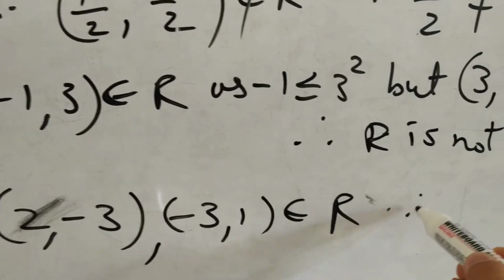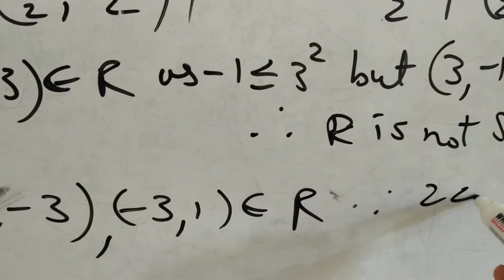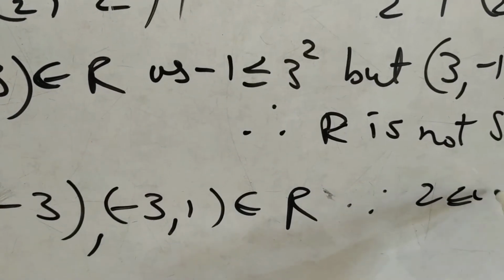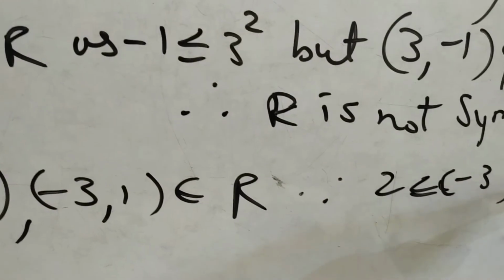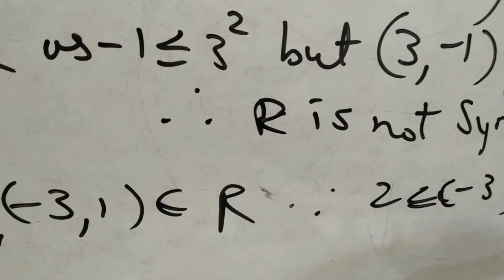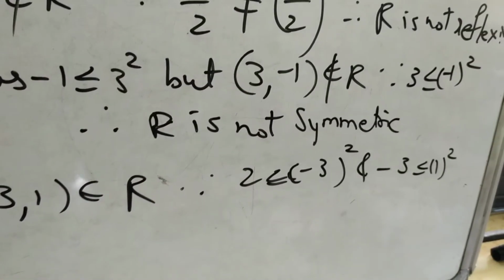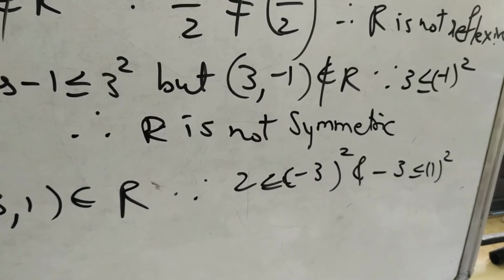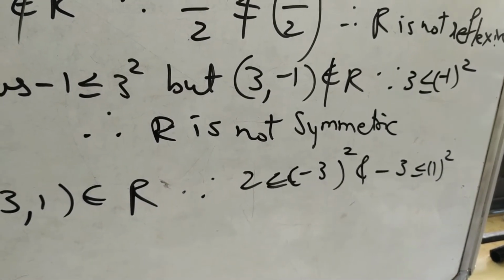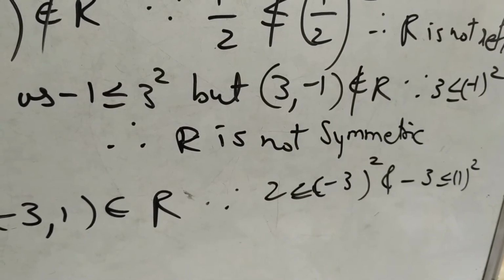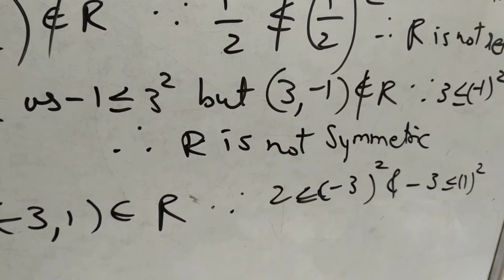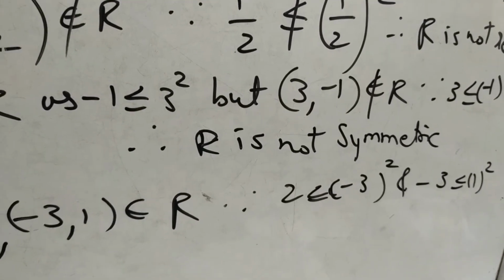You can write here, since 2 is less than or equal to (-3)², and -3 is less than or equal to 1².